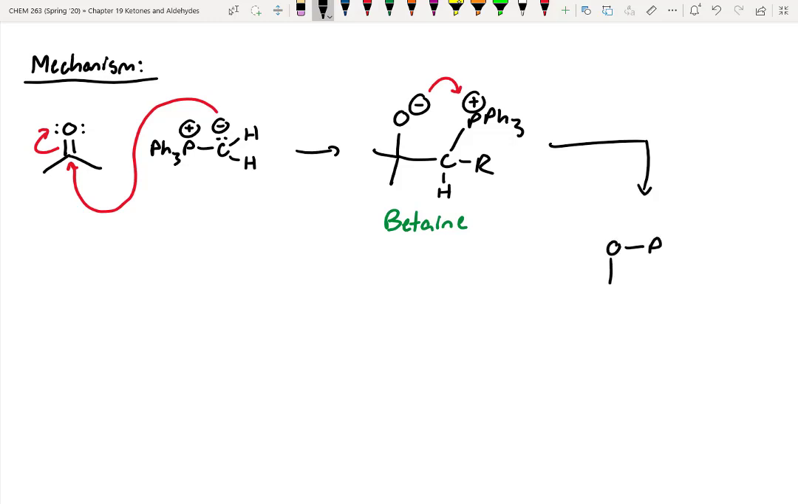It doesn't look very stable because we've got a phosphorus forming a 4-membered ring. Let me clean this up a little bit. I'm just going to call this PPh3. However, it's completely doable. All right, so now we've got this strained 4-membered ring. This is called an oxaphosphetane.